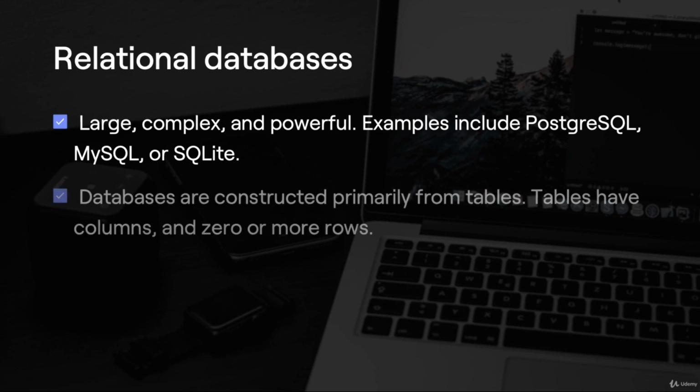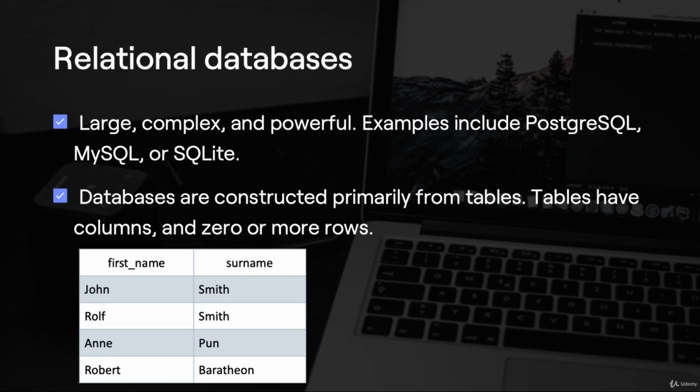Databases are primarily constructed from tables. Tables have columns, and they can have 0 rows if the table is empty. So here we've got an example of a table. It's 2 columns, first name and surname, and then we've got 4 rows of data: John Smith, Rolf Smith, Anne Pan, and Robert Baratheon.